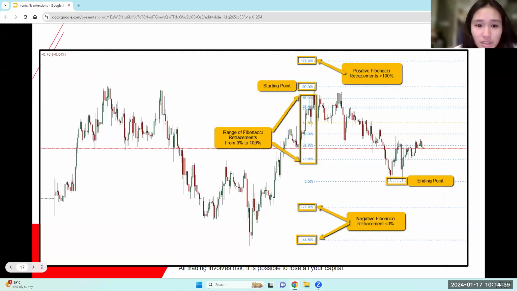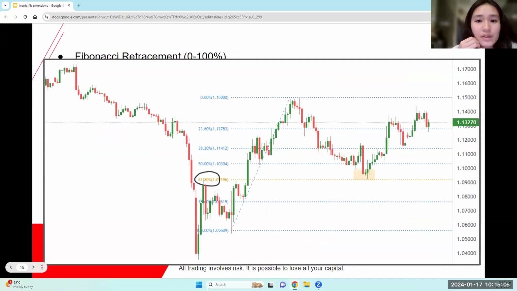Okay, another example here, you can see all the different Fib numbers that we mentioned in the previous slide and how it looks drawn out. So basically just take note of the starting point and the ending point of your Fibonacci trend line. In this case, you can see the general trend that we're looking at is a downtrend, so the starting point is 100%, ending point 0. This is also another example, and we can see that price bounced off the highlighted area of 61.8% at the Fibonacci retracement level here.